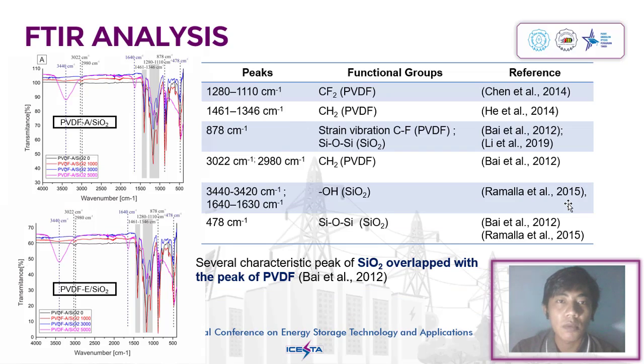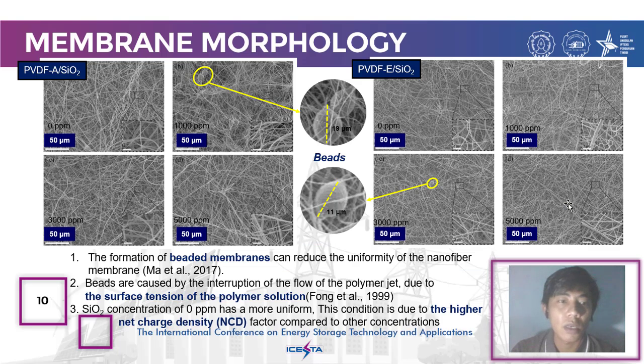FTIR analysis. The results showed there are 3 strong peaks indicating the functional groups CF2, CH2, and CF, as identified for PVDF. Several characterization peaks of the SiO2 overlap with the peaks of PVDF. Membrane morphology. The formation of beaded membrane can reduce the uniformity of the nanofiber membrane. Beads are caused by interruption of the polymer jet flow due to the surface tension of the polymer solution. SiO2 concentration of 0 ppm is more uniform. This condition is due to higher net charge density compared to other concentrations.